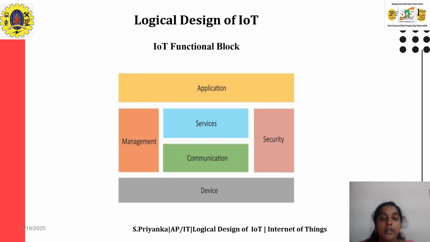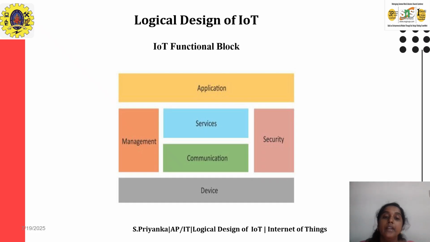Next, coming to the communication, the communication block handles the communication system. Next, coming to the services, an IoT system mainly uses various types of IoT services such as services for device monitoring and device control. Next comes the management. Management mainly consists of functional blocks that provide various functions to govern the IoT system.